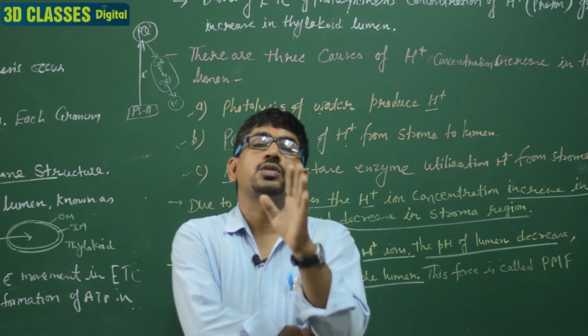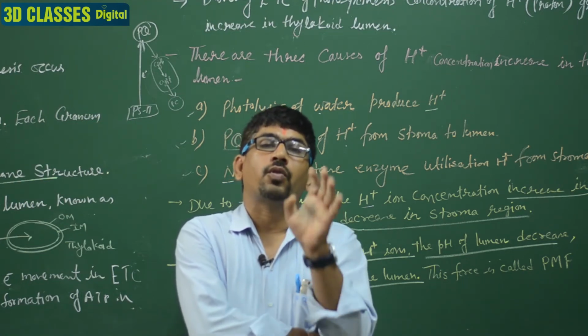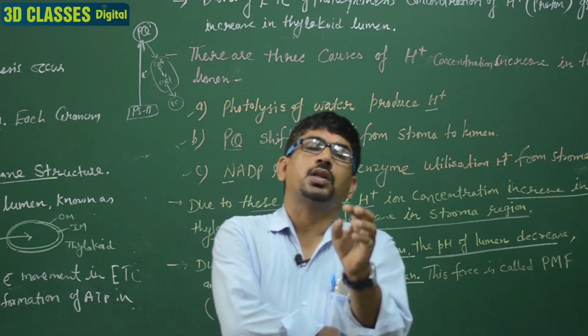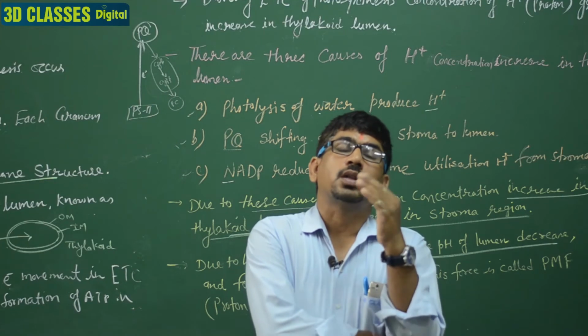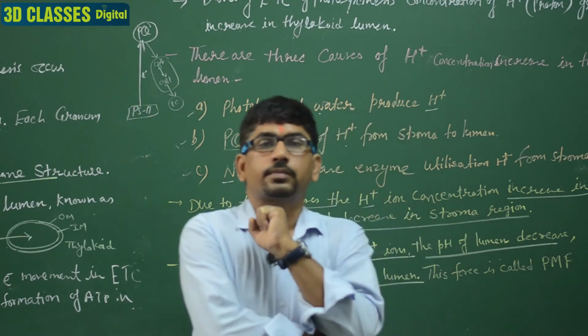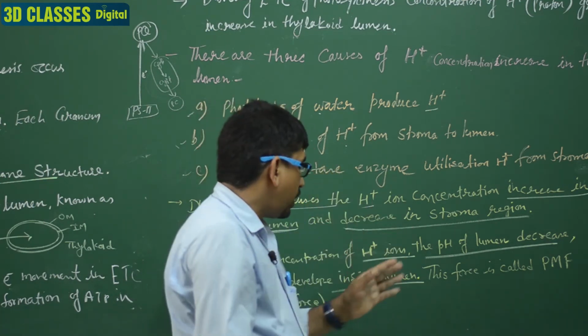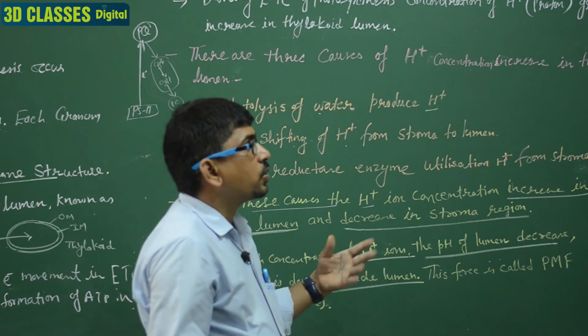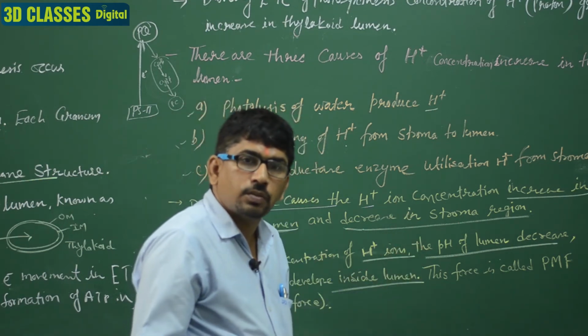Due to the accumulation of the proton inside the lumen, the pH decreases and a force is developed that is known as the proton motive force. Because due to this force, the protons are moved inside to outside. So when this develops, the protons will be sent outside.